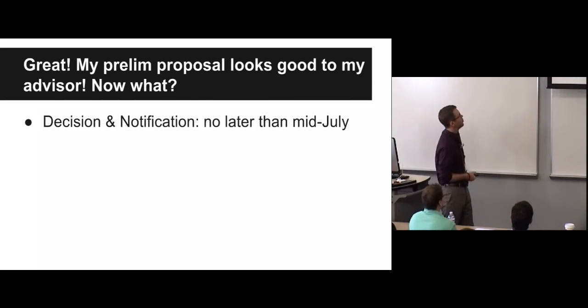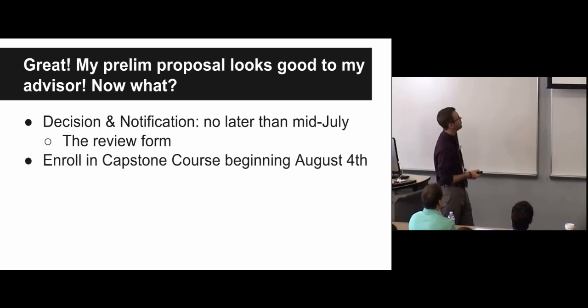So then you will receive feedback from your academic advisor, and this will be a decision and notification of the status of your final proposal with a goal of mid-July for that feedback. And there will be a review form that is used to give you the feedback for your decision of your final proposal.